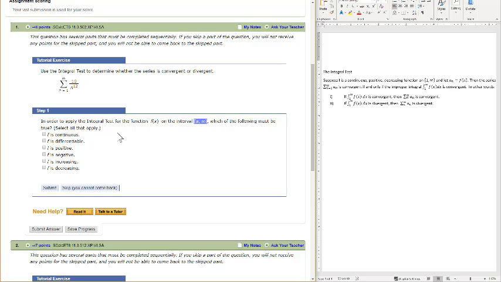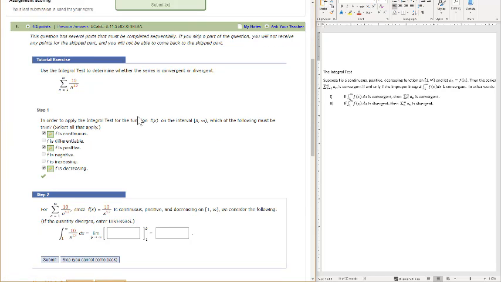must satisfy the following. F is continuous, differentiable, positive, negative, increasing, or decreasing. The statement of the integral test says that suppose f is a function that's continuous, positive, and decreasing on an interval 1 to infinity. Okay, so that's what we want. We want continuous, positive, and decreasing. So if that's the case, then we can use the integral test.